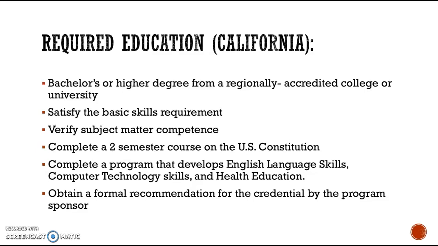So in California, you must have a bachelor's or a higher degree. You must satisfy the basic skills requirement, which California gives a variety of options to do; there's a variety of tests you can take. You must verify your subject matter competence, so basically, you need to prove that you know about home economics. You must complete a two-semester course on the U.S. Constitution. You must complete a program that develops English language skills, computer technology skills, and health education. And then you must obtain a formal recommendation for the credential by the program sponsor.